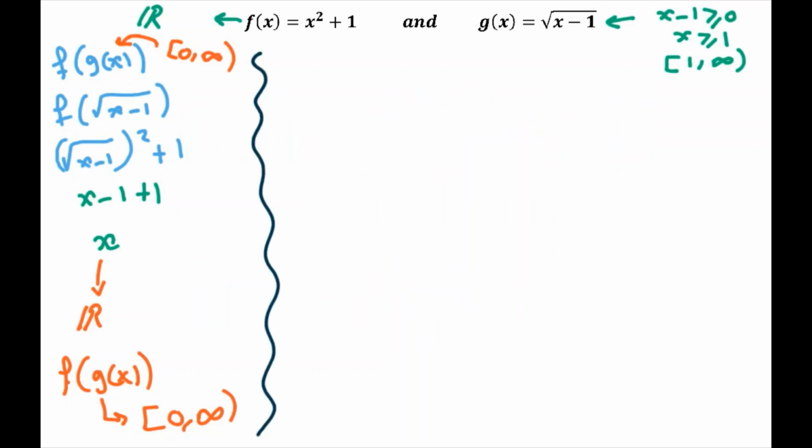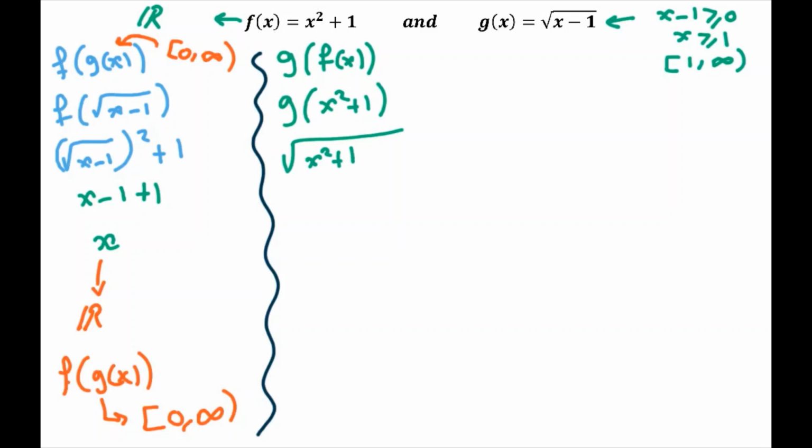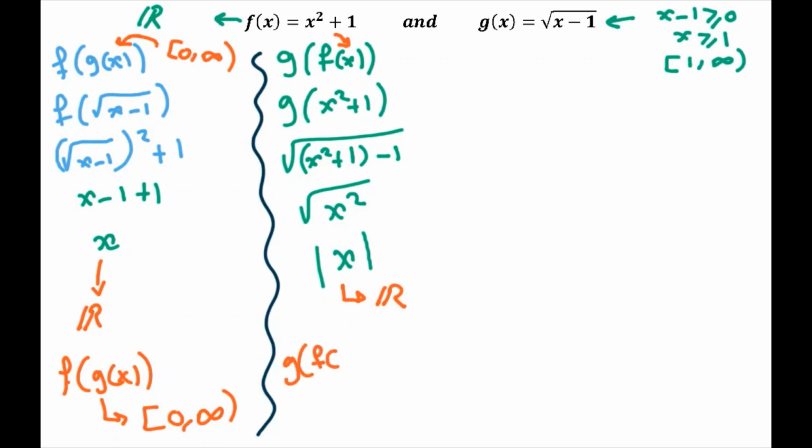Now, what about g of f(x)? g of x squared plus 1, which is going to be equal to the square root of x squared plus 1 minus 1. And that's going to be the square root of x squared, which is equal to the absolute value of x. Now we know that the domain of f(x) is all real numbers, so the domain of g of f(x) is going to be all real numbers from negative infinity to infinity.